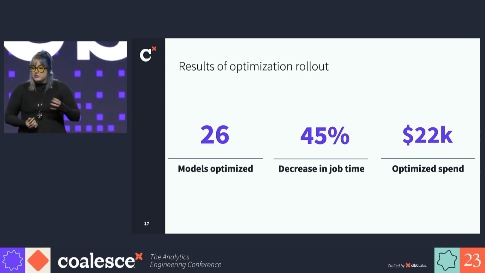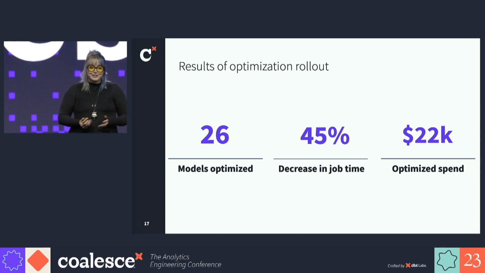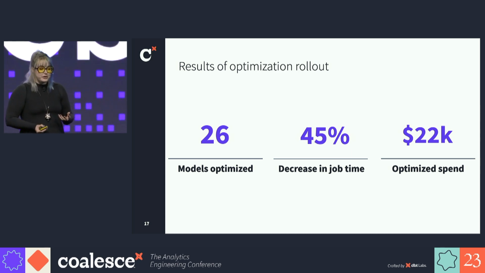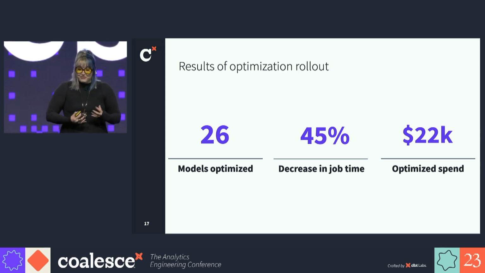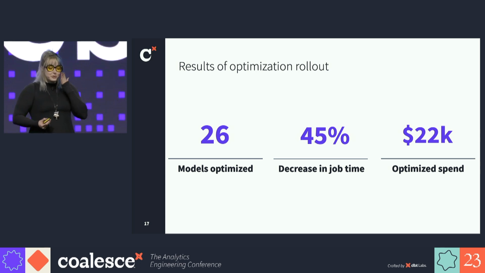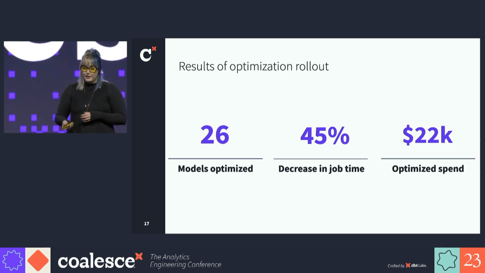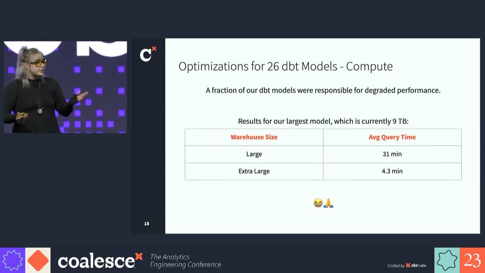It gives us a lot of space to grow and to add to our project, which we're doing every day. Finally, because we're running more efficient queries, even though the job is running faster, we actually saw savings. We saw approximately $22,000 annual savings here. I'm going to dive into a couple specific examples here. Okay, first, compute.